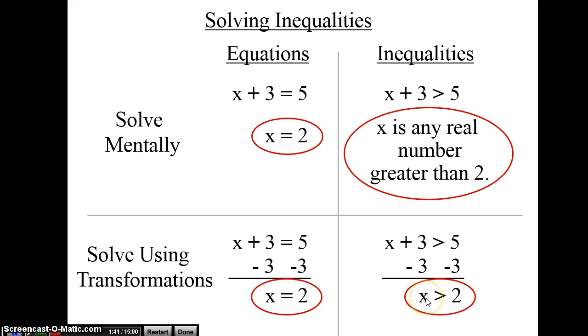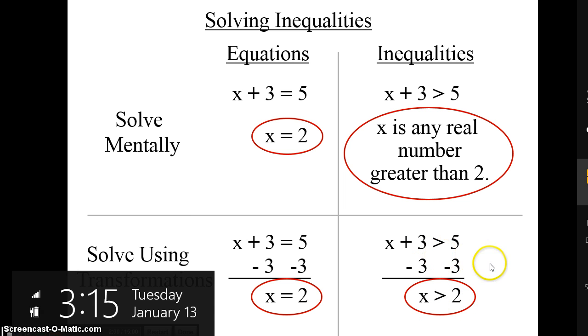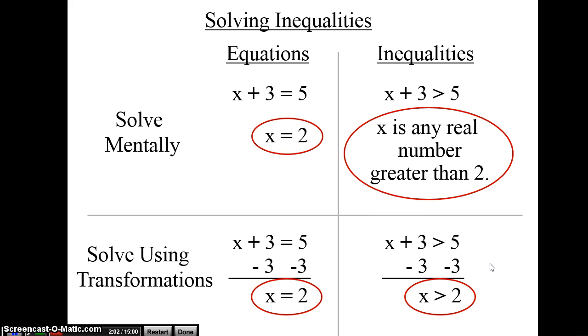So for example, a number greater than 2 would be 3 or 5. If I were to put 3 plus 3, I would get 6, and that's greater than 5. Or if it was 5 plus 3, that is 8, and 8 is greater than 5. So any number bigger than 2 would work, even 2.1. 2.1 plus 3 is 5.1, so 5.1 is greater than 5.